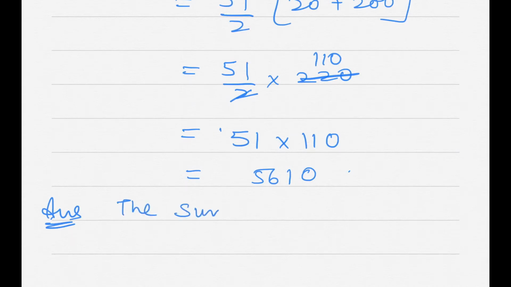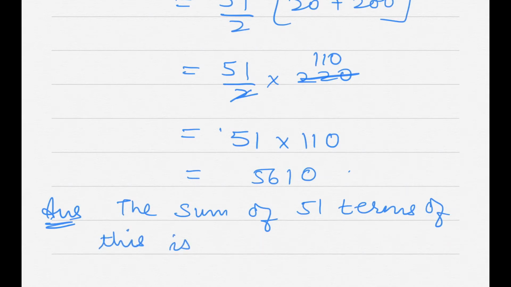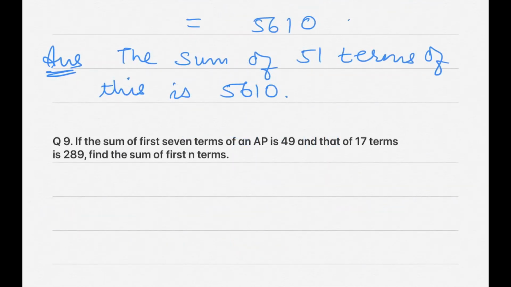The sum of 51 terms of this AP is 5610. Let's go to question number 9.